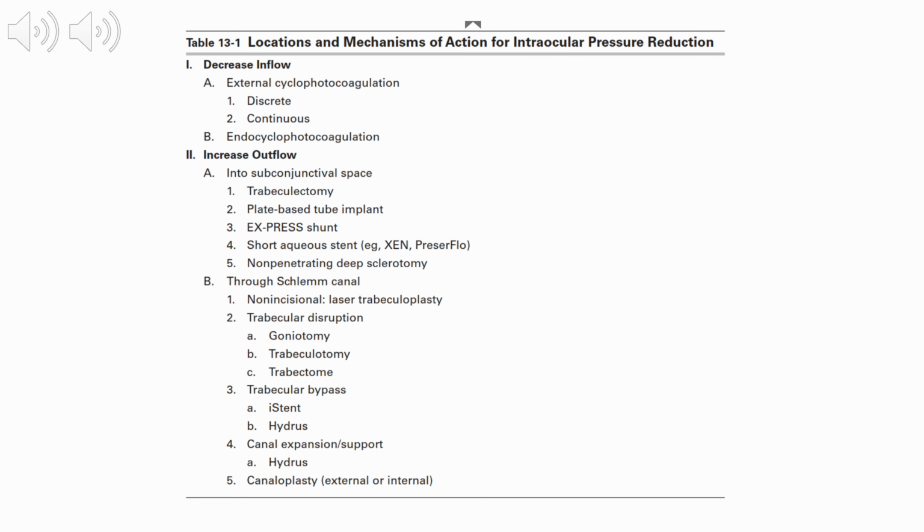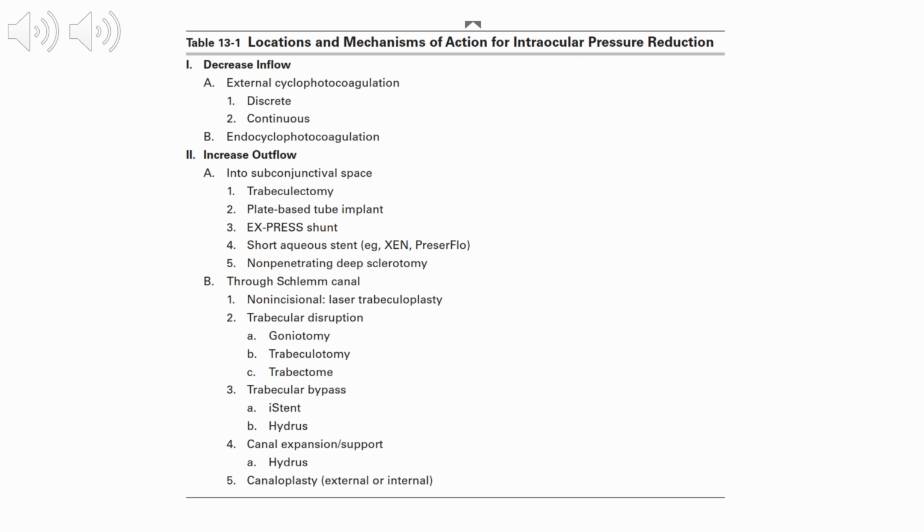Decreasing inflow is achieved through cyclodestructive procedures, which target the ciliary body to reduce aqueous production. These can be external cyclophotocoagulation, performed in discrete applications or in a continuous fashion, or endocyclophotocoagulation, which is done internally. Most of the operations we use, however, work by increasing outflow. Within that category, there are several pathways.